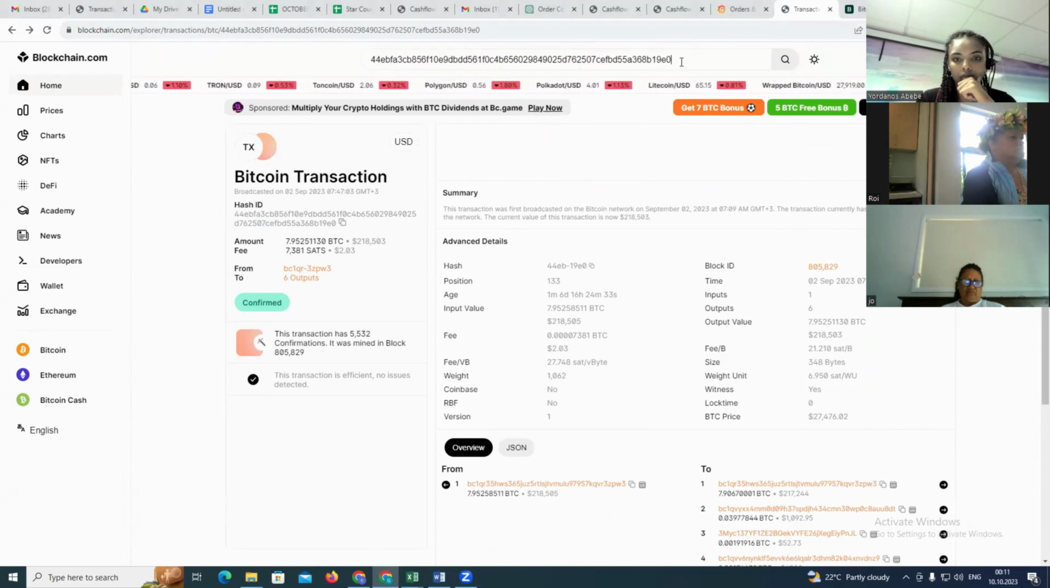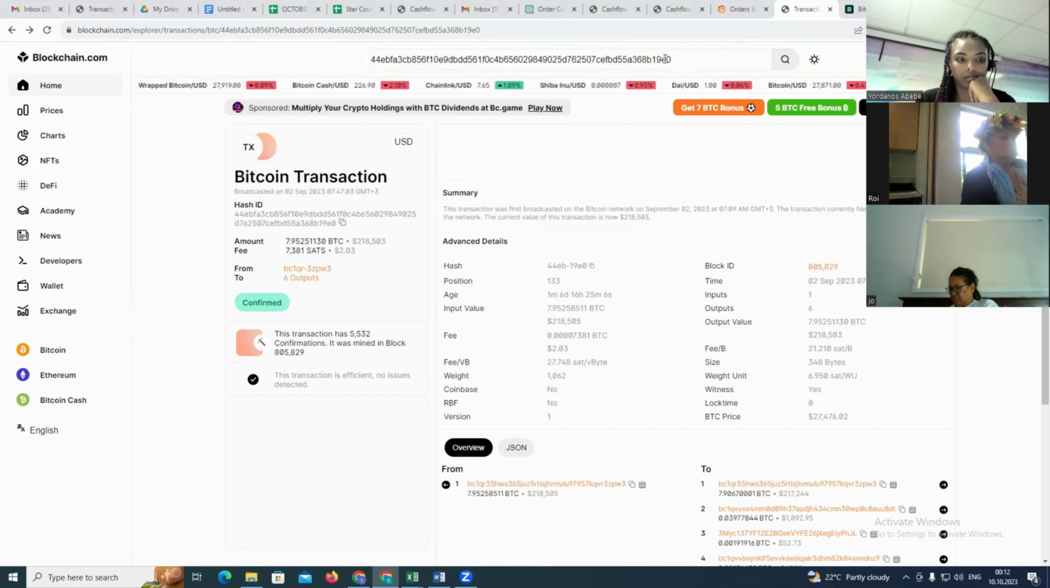You can see it consists of numbers and letters. This one starts with 44EBFA, and consists of about 66 characters, sometimes more. So they are longer; you can't compare them with a wallet address. A wallet address would be maybe 42 or 30-something alphanumeric characters, but transaction IDs are always long text.